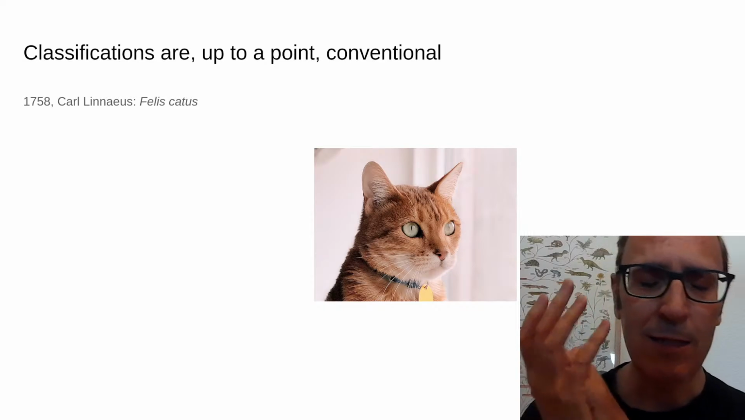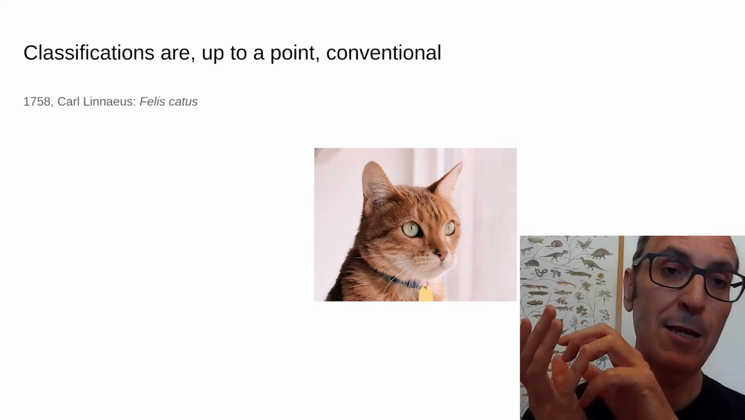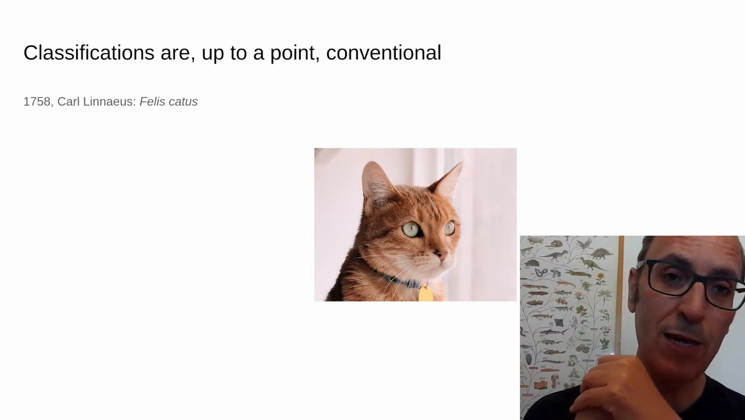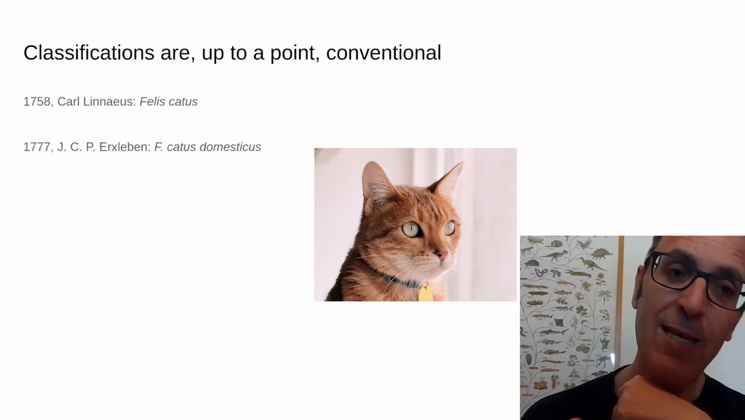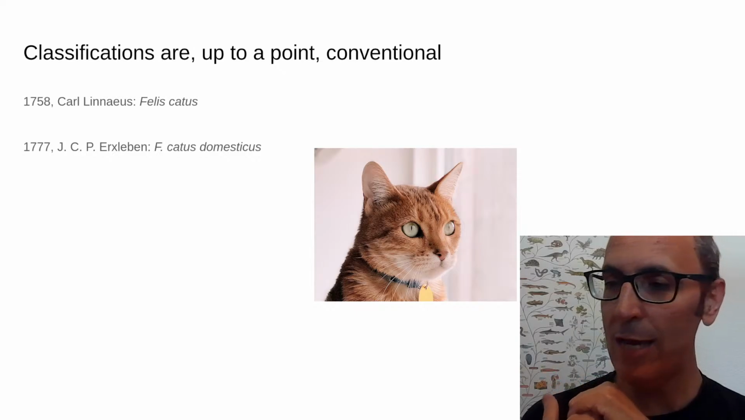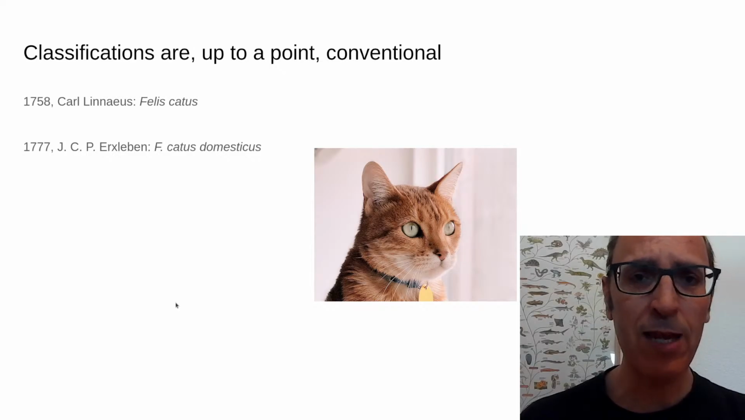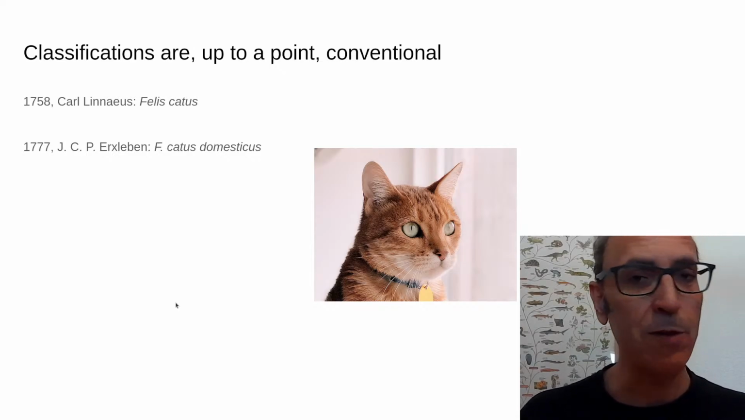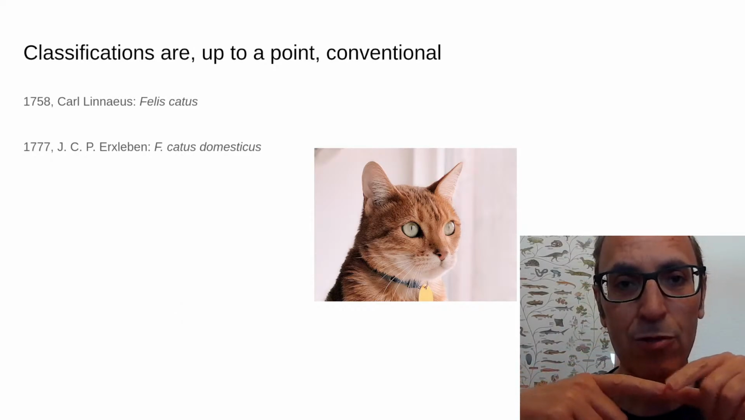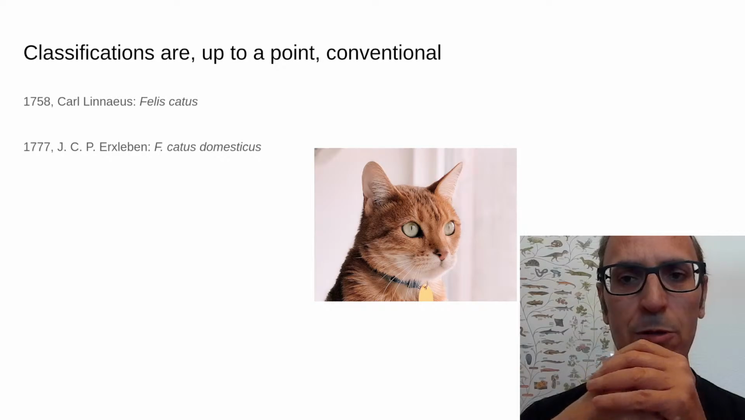For instance, cats. Is the domestic cat a species? Well, Linnaeus thought that the domestic cat is a species, and he called the domestic cat Felis catus. Then another taxonomist thought that no, because domestic cats can breed with some wild cats. So another taxonomist realized that and said no, since they can breed together, they should be considered a subspecies of a species that includes the wild cats.